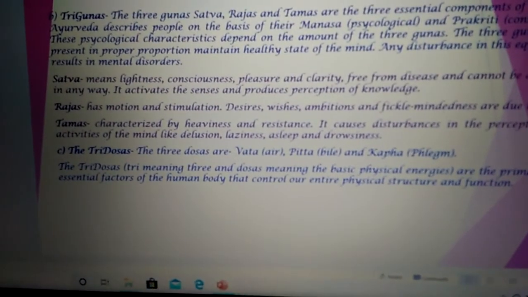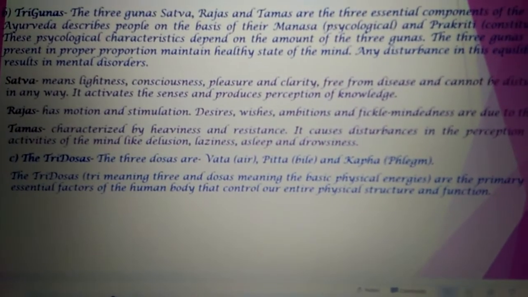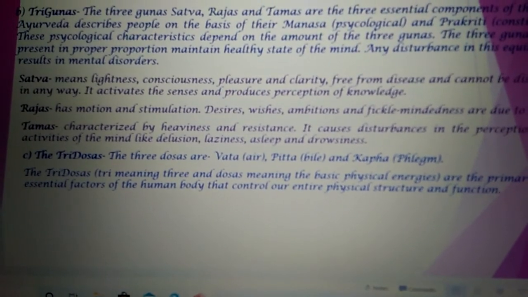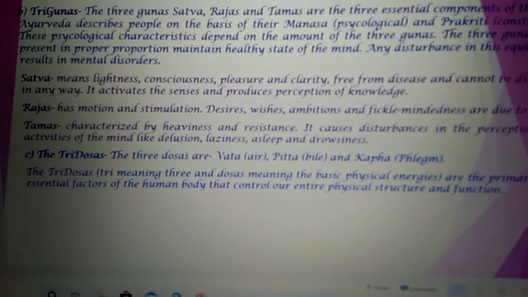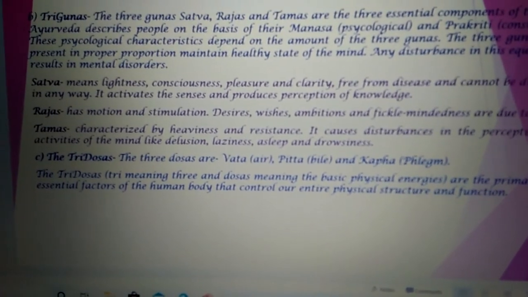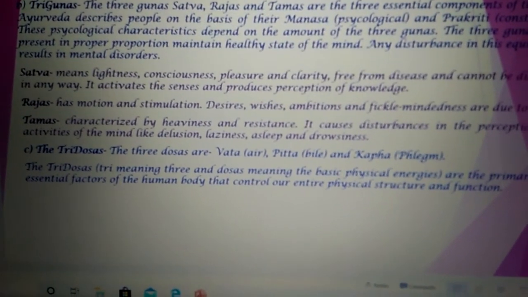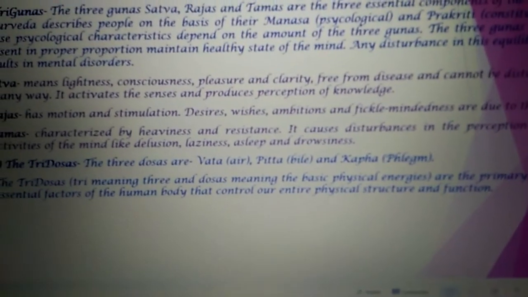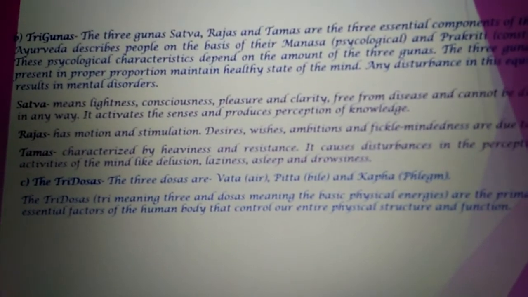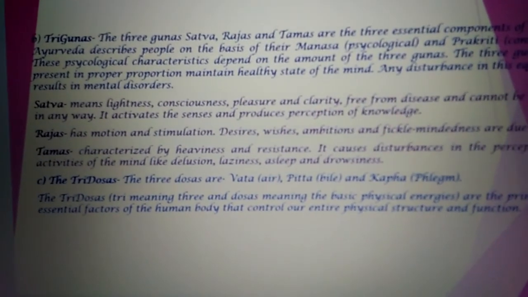Now discussing the three dosas. The three dosas are vata, pitta, and kapha. Here vata means air, pitta means bile, and kapha means phlegm. Tri means three, and dosas means the basic physical energies. These are the primary and essential factors of the human body that control our entire physical structure and function.